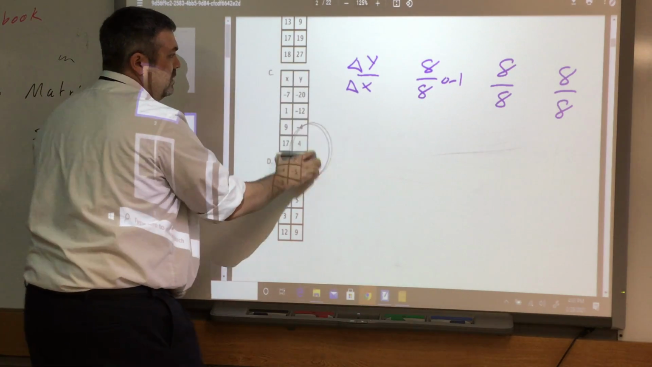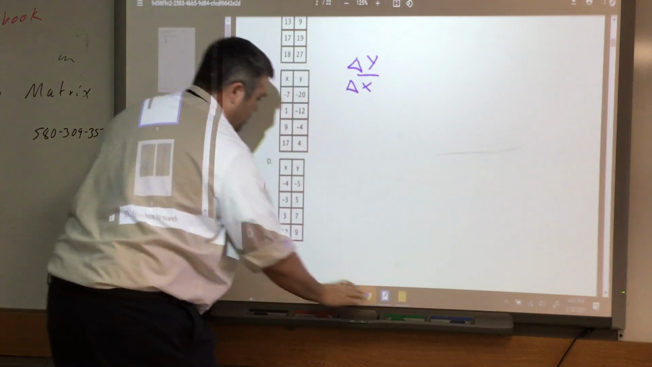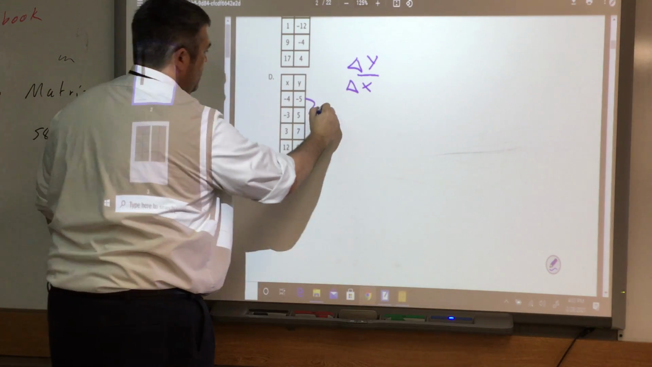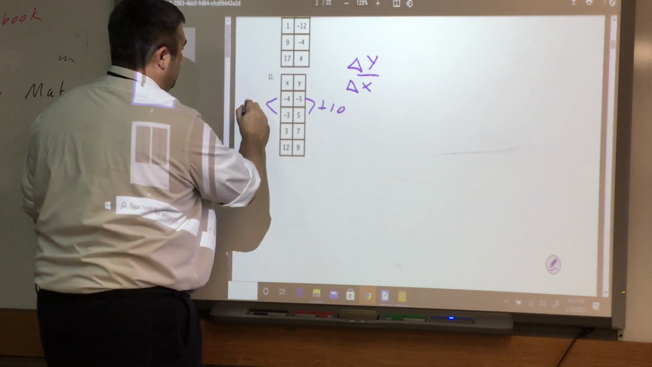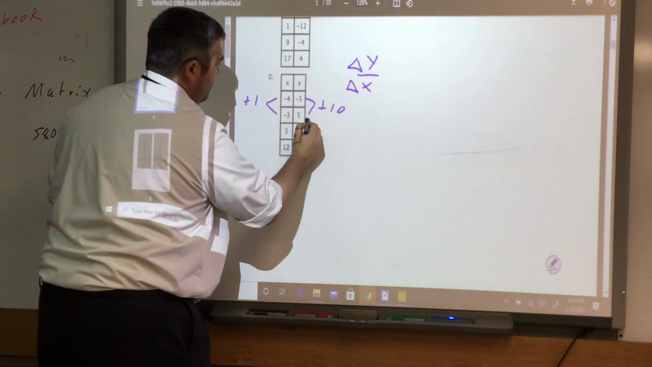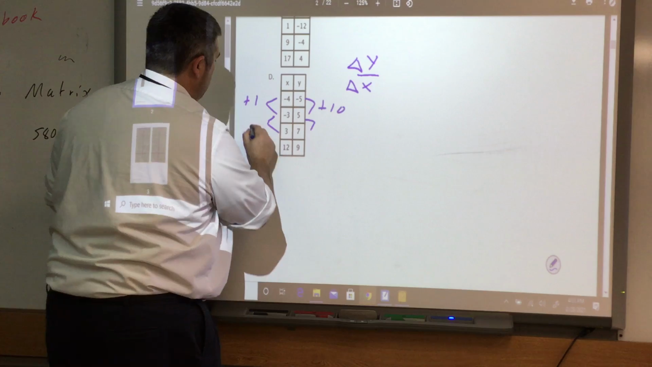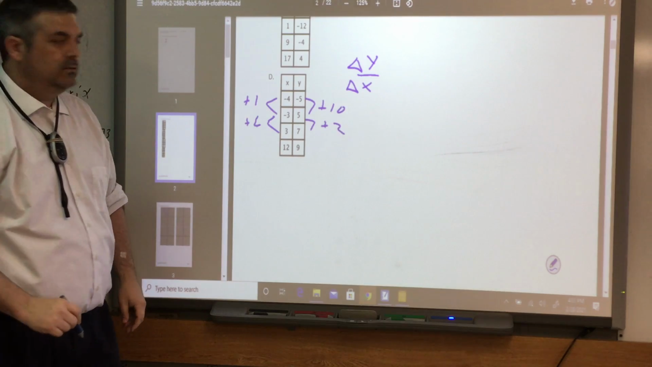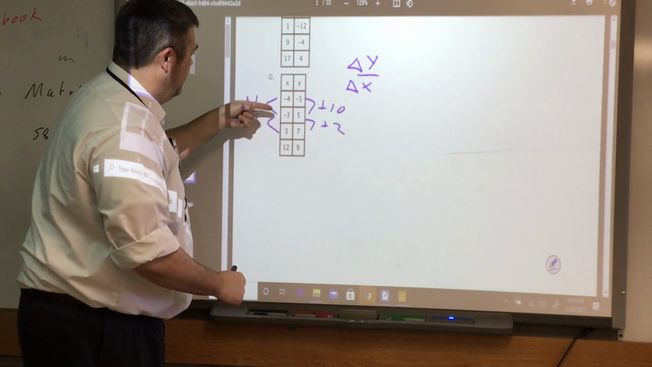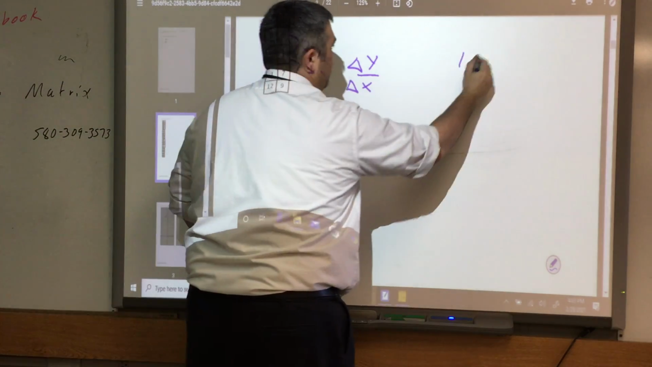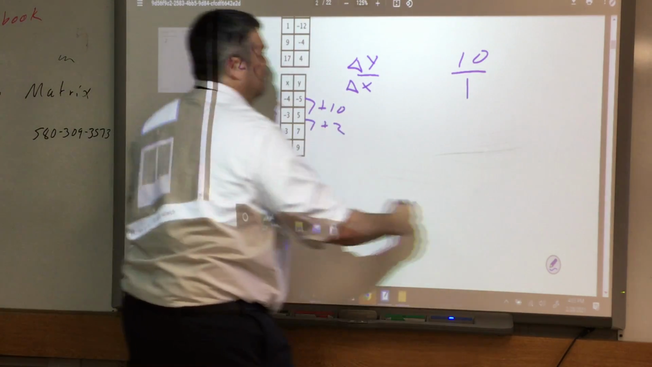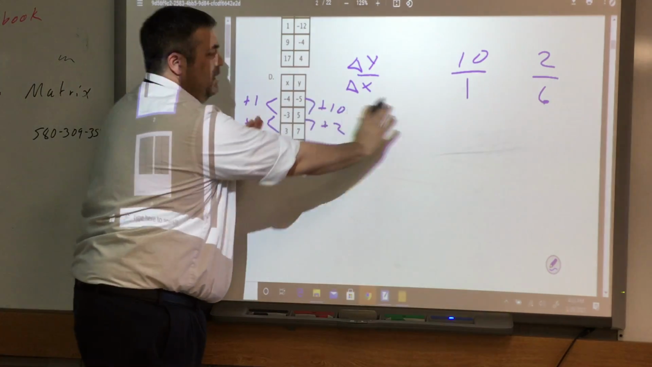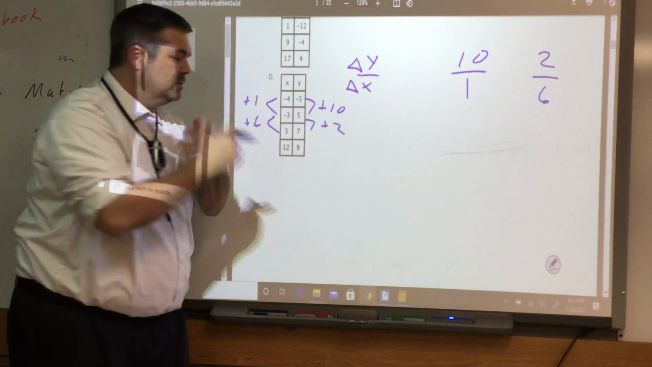And you could keep doing this, and you could go through, and you could look at this one, okay? Plus 10, plus 1, plus 6, and plus 2. Okay, that's the change. 10 over 1, and 2 over 6. Those two things don't reduce to the same thing, therefore I can eliminate that one too. Okay, so that's what you're going through here doing.